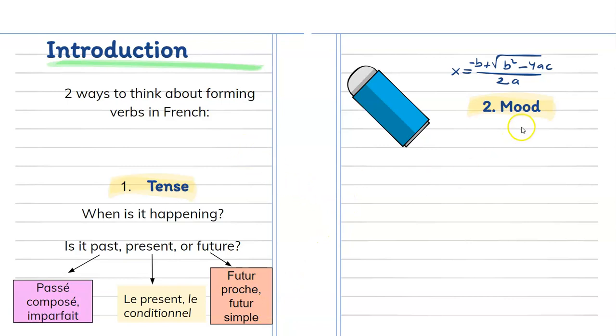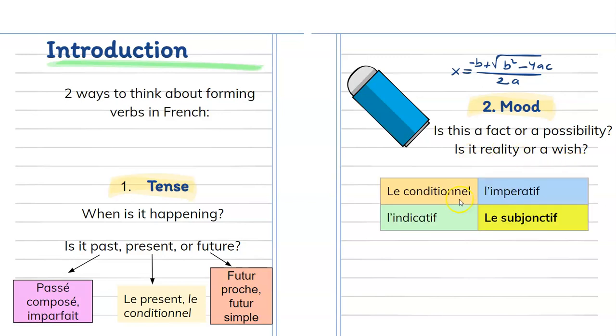Another way that you can think about verbs in French is by a mood, meaning is it a fact or is it a possibility? Is it reality or is it a wish? Is it a thing that's really happening or like you're talking about how it would be great if it did happen? And when we're talking about moods, we have 4 different moods. That's why I said the conditional doesn't work great as a tense because it really is technically a mood. We have le conditionnel, so how you say that you would do something.